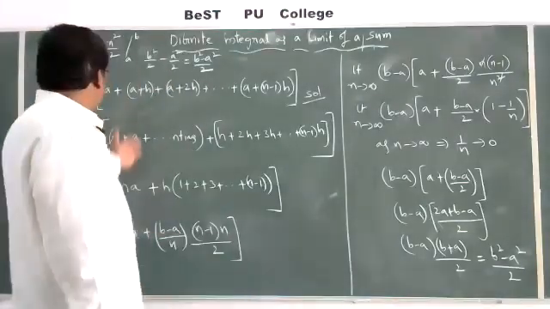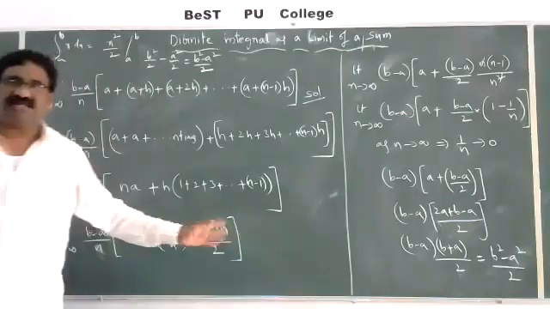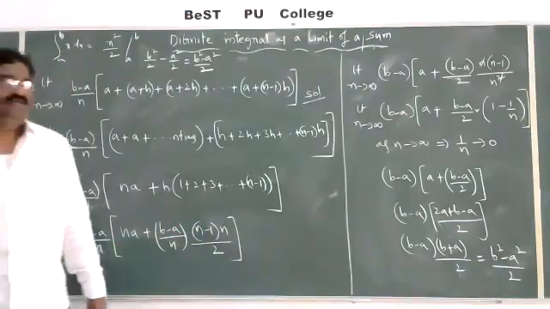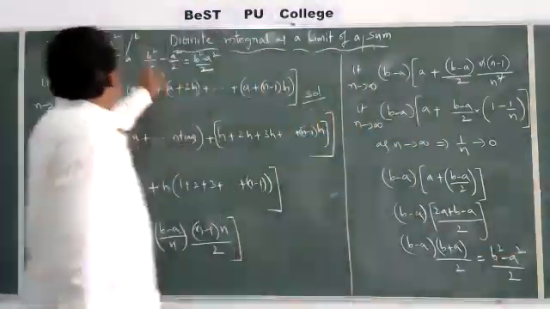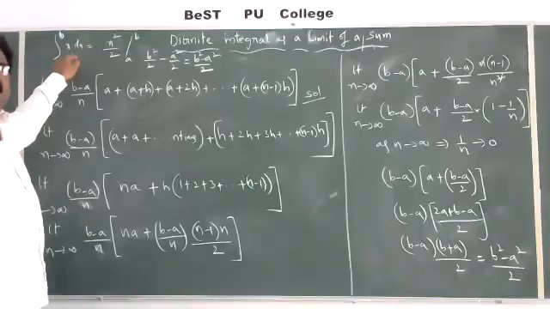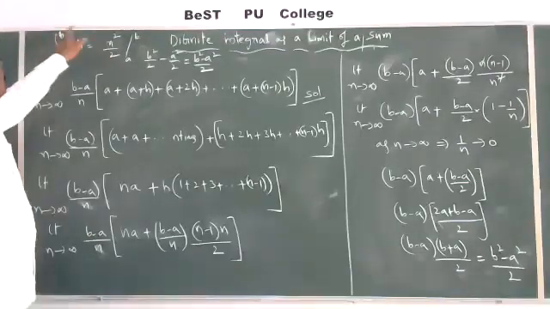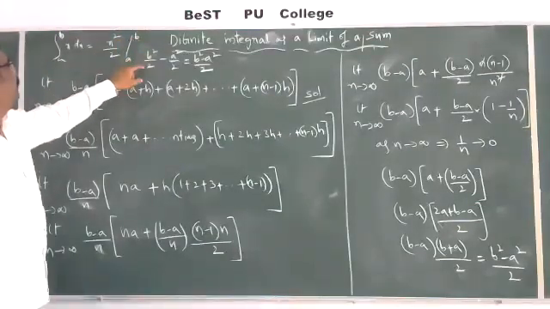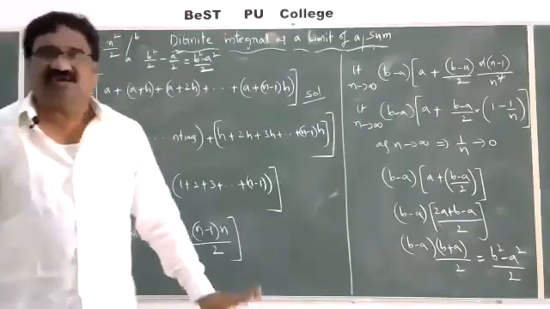How many steps? 1, 2, 3, 4, 5, 6, 7, 8, 9. Minimum 9 or 10 steps we require by using the limit of this sum. By using the limit of this sum, you get the answer b square minus a square by 2. By using direct integration also, what is the integration of x? x square by 2. Then substitute the upper limit b square by 2 minus lower limit a square by 2. Then you get b square minus a square by 2.